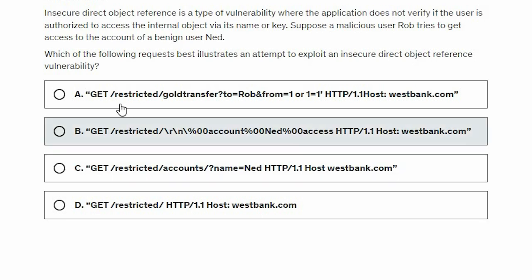We have A, we have B, we have C, and we have D. Which one of these four requests best illustrates an attempt to exploit an insecure direct object reference vulnerability? Pause the video and answer this question.